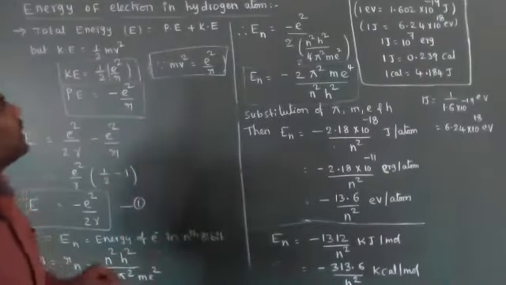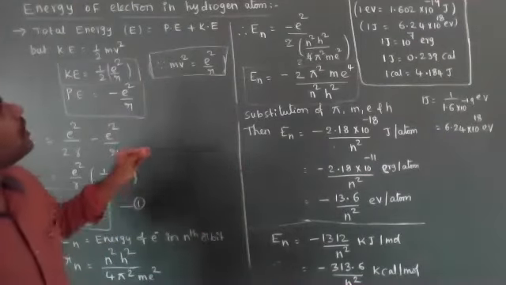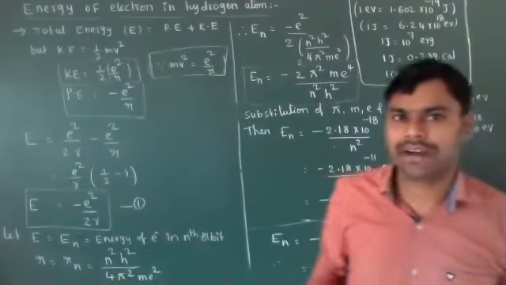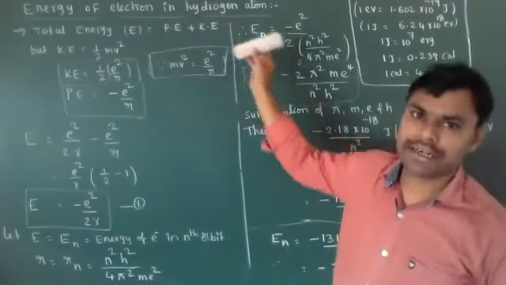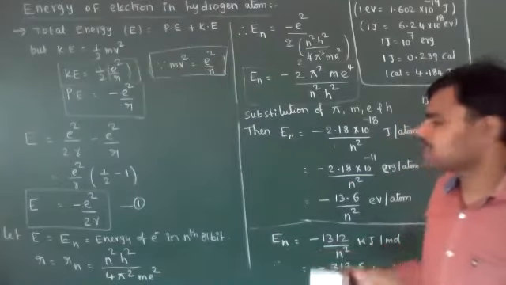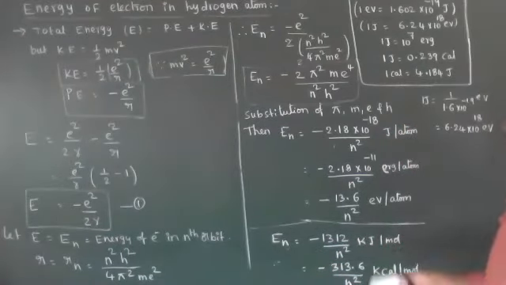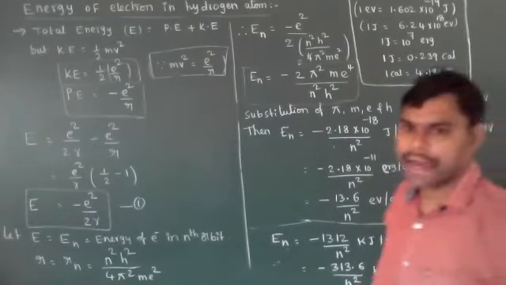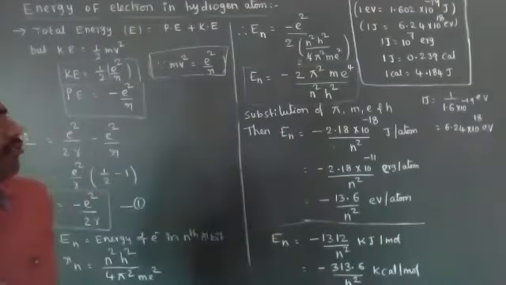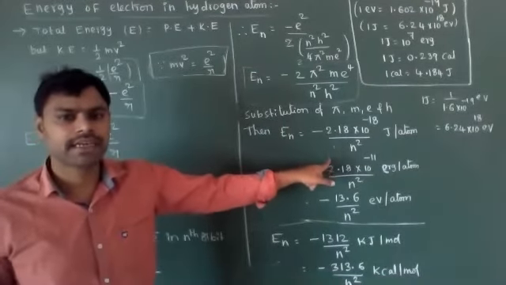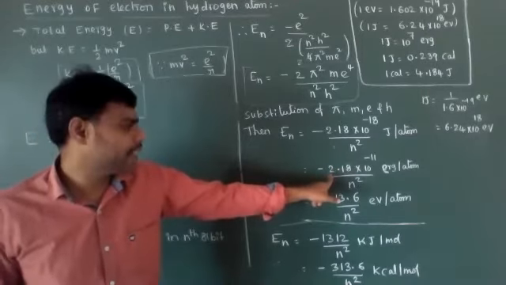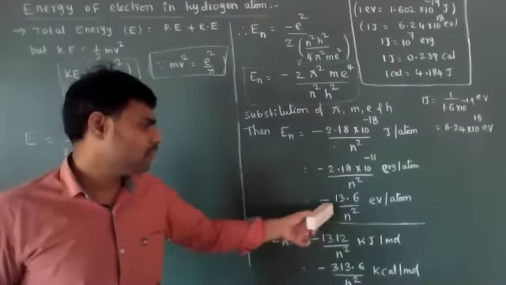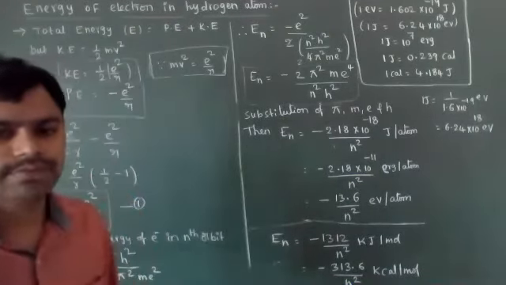So this is about the energy of electrons present in the nth orbit of hydrogen atom. Once again, remember the energy of electrons present in nth orbit in terms of joules per atom is equal to minus 2.18 into 10 to the power of minus 18 by n square. In terms of ergs, it is minus 2.18 into 10 to the power of minus 11 by n square. In terms of electron volts, minus 13.6 by n square.